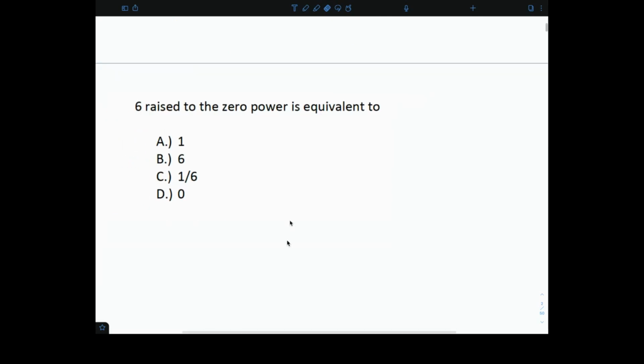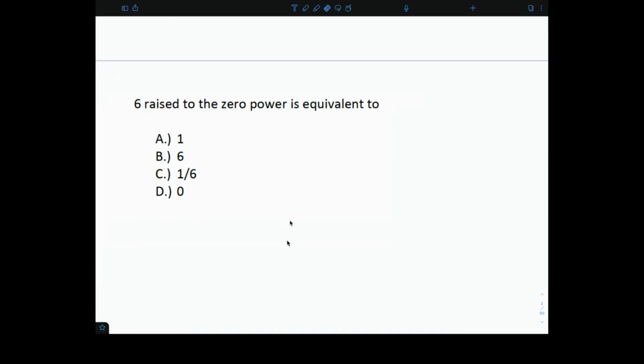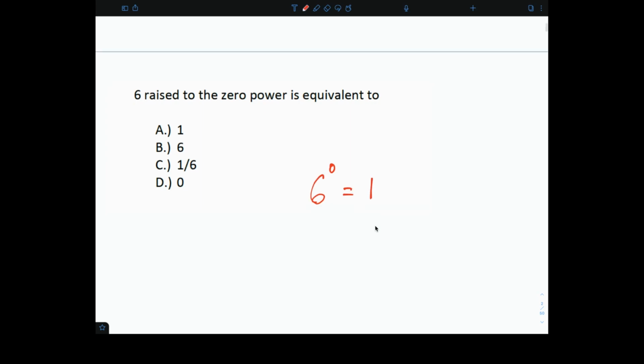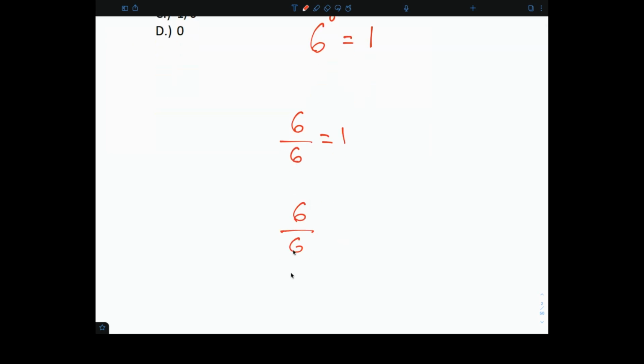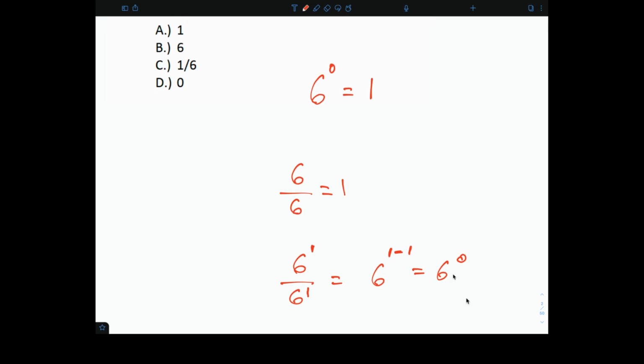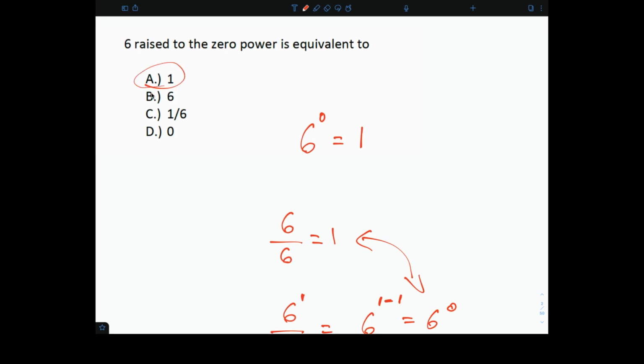So the next question is 6 raised to the 0 power is equivalent to. We've already mentioned before that anything raised to the 0 power is 1, except for 0. And the easy way to show this is 6 over 6 equals 1, but we also know that 6 over 6 is the same thing as 6 to the 1 divided by 6 to the 1. And the rule is that when you divide, you subtract the exponents, which gives me 6 to the 0. So if 6 over 6 is 1, but it's also 6 to the 0, these two have to be equivalent, and that means that the answer is 1.